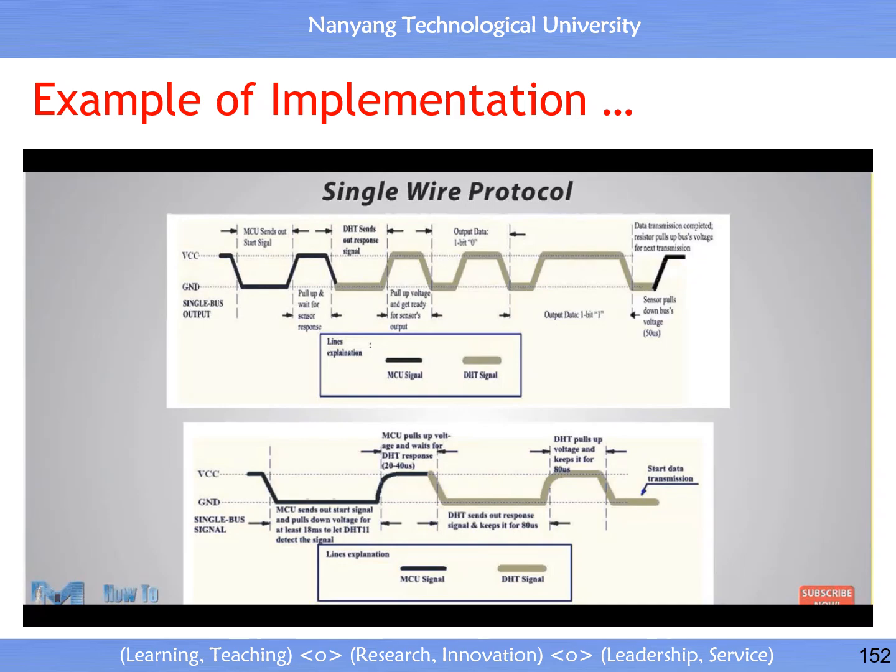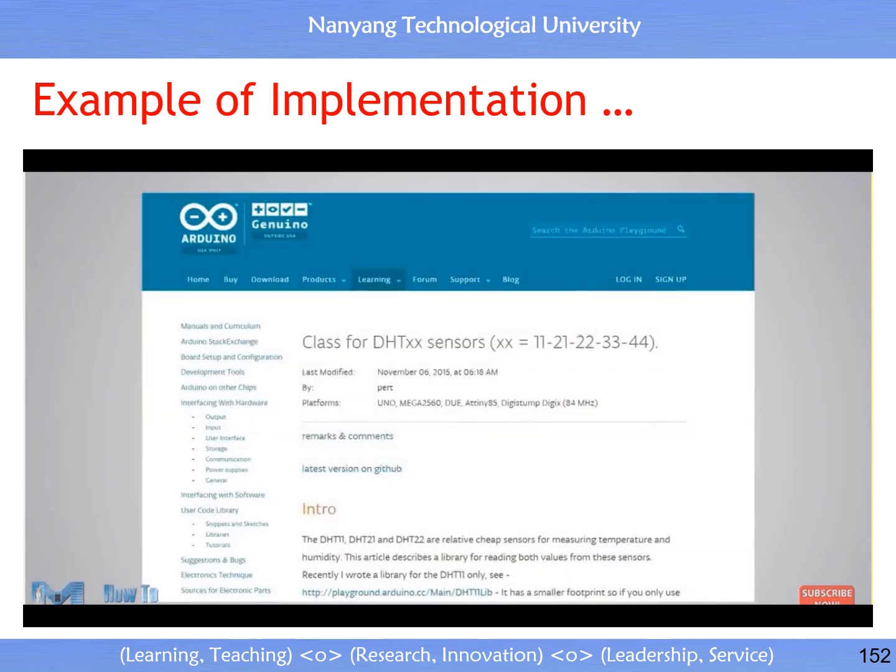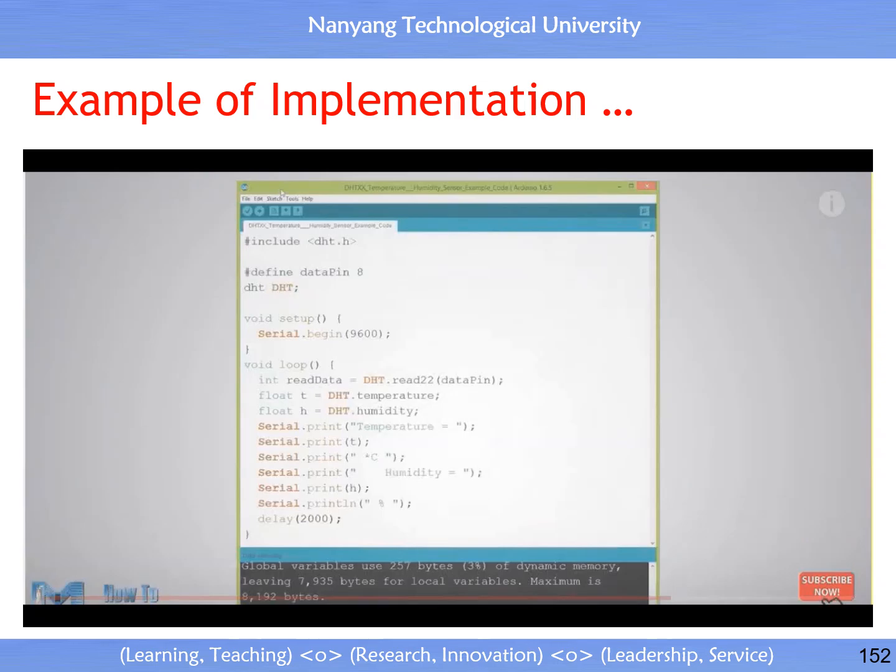This protocol requires precise timing, and timing diagrams for getting the data from the sensors can be found in the datasheets of the sensors. However, we don't have to worry much about these timing diagrams because we will use the DHT library, which takes care of everything. Here's the Arduino source code.